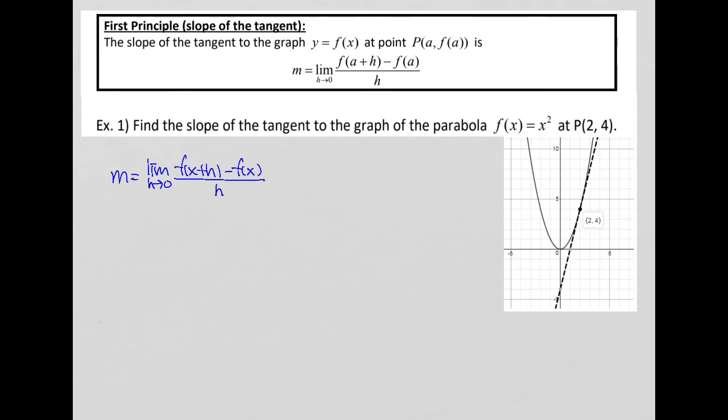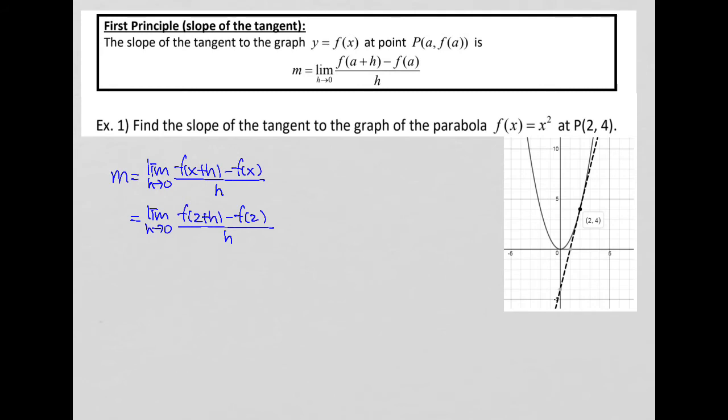Step 2, we're going to substitute the value of the x into the first principle. And what will be the value of the x? It will be the x value of the given point, which is 2 here. Step 3, we're going to find each of the y values on the side.